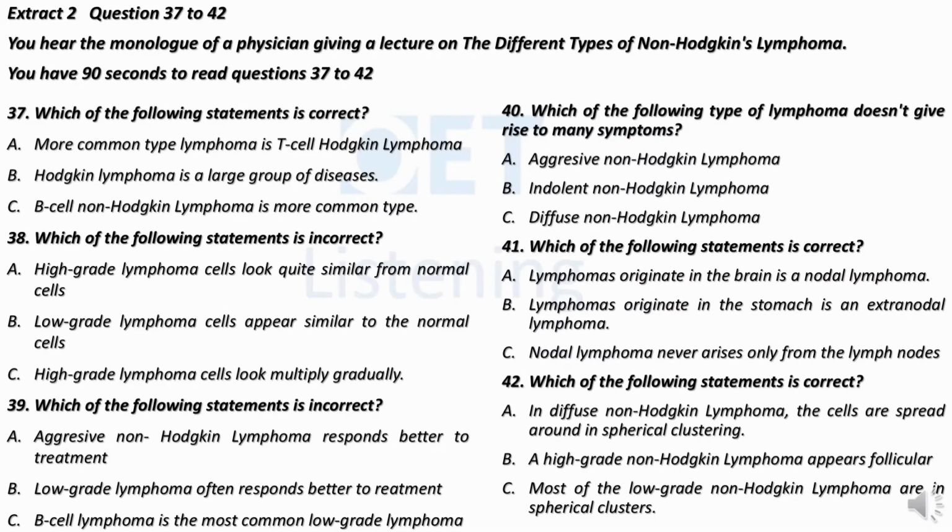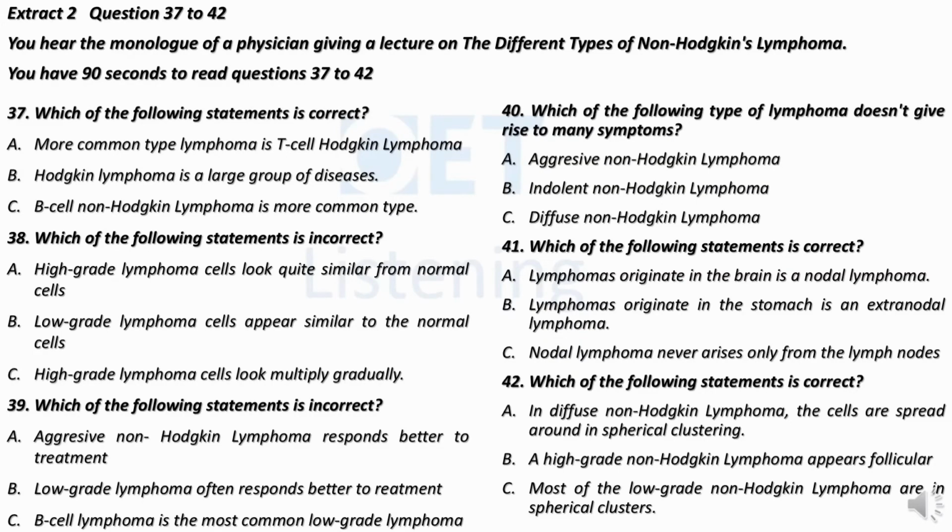Therefore, nodal and extranodal refer to the primary site of the disease. A lymphoma can develop in a lymph node and then involve other parts at a later stage. However, in such a case, it is still considered a nodal lymphoma, but is said to have extranodal involvement.